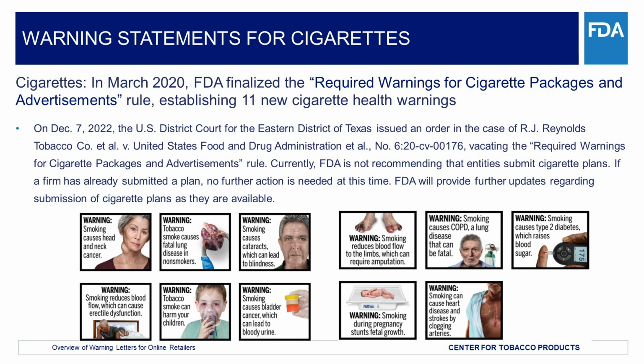On December 7, 2022, the U.S. District Court for the Eastern District of Texas issued an order in the case of R.J. Reynolds Tobacco Company versus U.S. Food and Drug Administration, vacating the required warnings for cigarette packages and advertisements rule. Currently, FDA is not recommending that entities submit cigarette plans. If a firm has already submitted a plan, no further action is needed at this time. FDA will provide further updates regarding submission of cigarette plans as they are available.